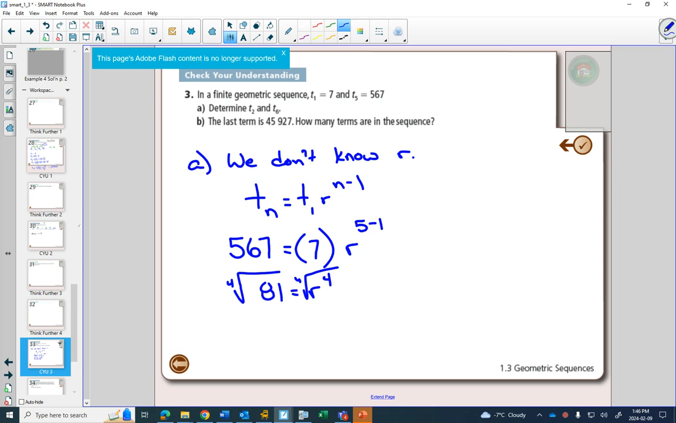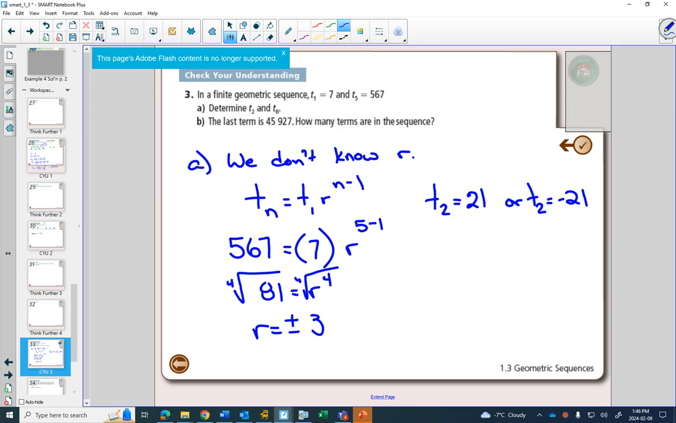And just like square rooting, if you have an even number, your r value is going to be plus or minus, and since 3 times 3 times 3 times 3 is 81, the fourth root of 81 is 3. So we get r is plus or minus 3. So then term 2 would either equal 21 or negative 21, depending on whether you use the 3 or the minus 3.